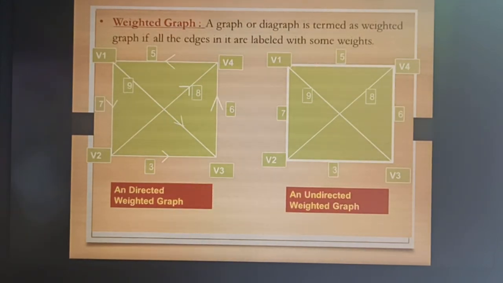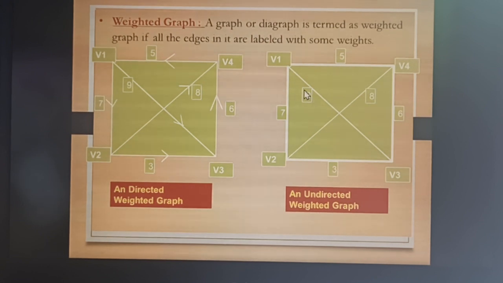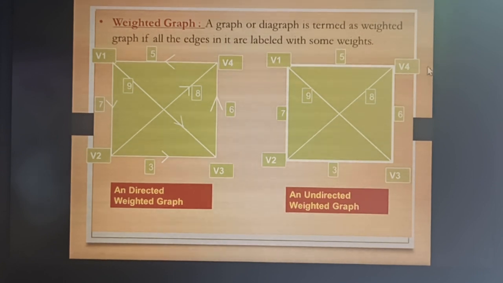So what is a weighted graph? A graph or digraph is termed a weighted graph if all the edges in it are labeled with some weights, some numbers. You can see this is an undirected weighted graph. Some numbers are mentioned above the edges. The cost of going from v1 to v4 is 5, but the cost of going from v1 to v3 is 9.